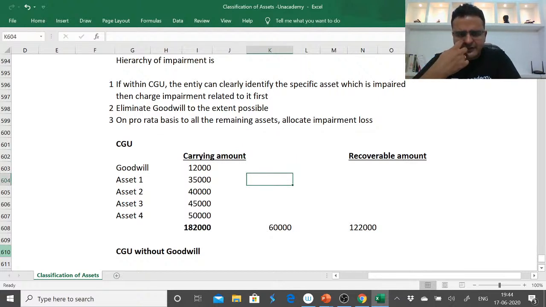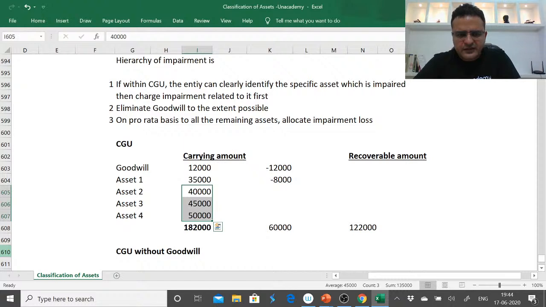So if we know any asset which is specifically impaired, suppose we know that asset 1 was specifically impaired by 10,000, we can charge 10,000 to this asset first. Then we'll eliminate goodwill to the extent possible. So we'll eliminate goodwill to the extent in full. So we have been successful. Say this specific impairment was 8,000 and 12,000 is charged to the extent possible. Now we are left with 40,000 impairment loss to be allocated to these three assets.